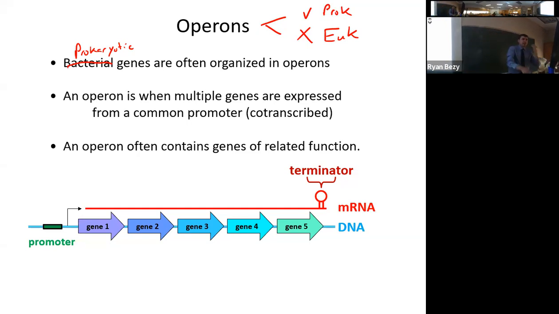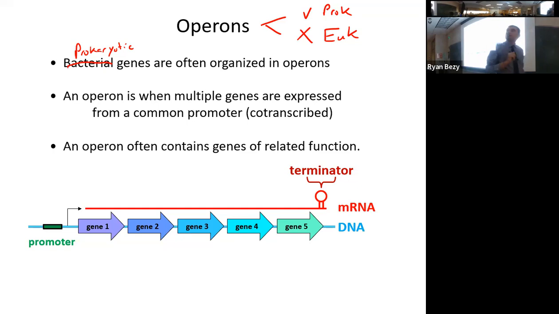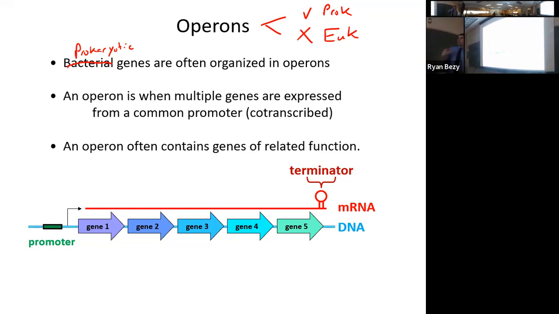So what it looks like is this. This is my DNA sequence. This segment of the DNA codes for gene number 1. This segment codes for gene 2, codes for gene 3, codes for gene 4, codes for gene 5. So this segment codes for gene 5. But what you have is in front of all of this gene set, you have one promoter. And it's in front of gene number 1. And remember, the promoter says, start transcription here.